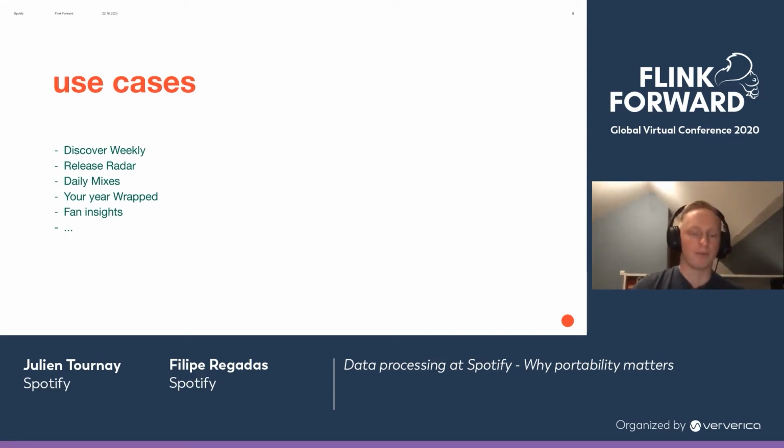But on a perhaps more fun side of things, we have a bunch of tools like Discover Weekly, which you might know if you use Spotify, which is a personalized playlist that we generate every week, where it's going to pick songs for you that you don't know but you might like. We also have something called Release Radar, which are new songs that have just been released and you are likely to like. Daily Mixes, kind of the same thing. We're going to generate a bunch of playlists for you every day based on what you've been listening to.